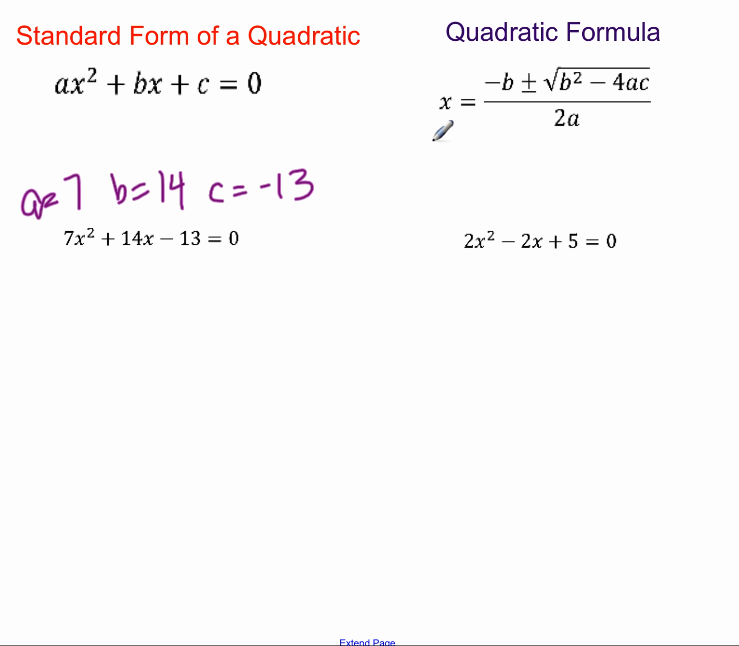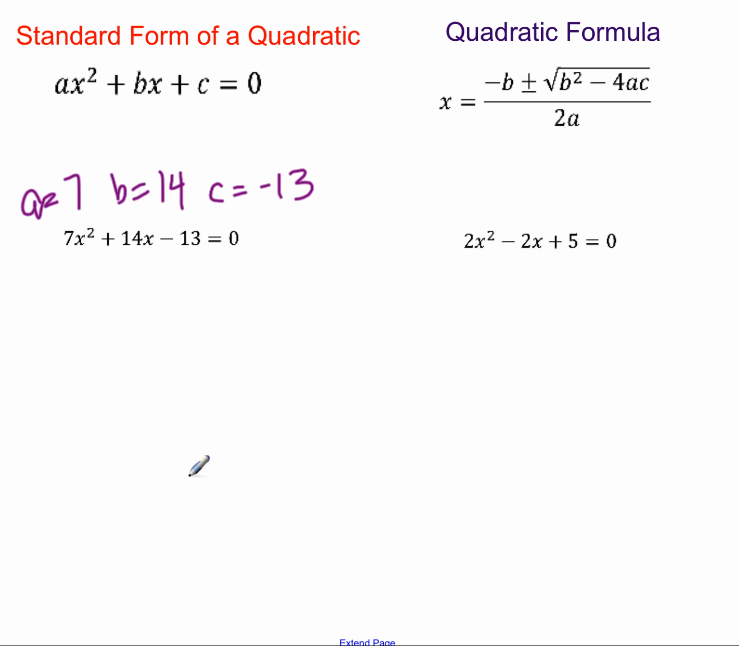Watch my cursor too. X equals negative b plus or minus square root b squared minus 4ac all over 2a. X equals negative b plus or minus square root b squared minus 4ac all over 2a.